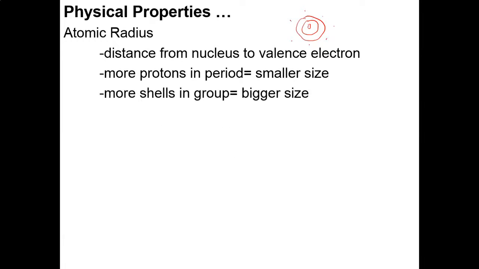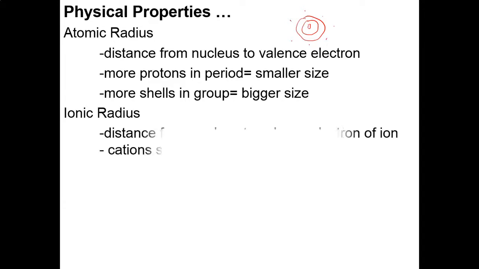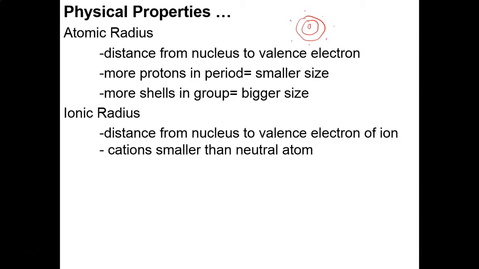More shells in groups, bigger size. Common sense, right? You see even in my diagram, the more rings you draw, the bigger the atom gets. Common sense. Ionic radius, I know what you're saying. What, is it the same as atomic radius? No. Atomic radius is for a neutral atom. Ionic radius is for an ion. And there's two kinds. There's cation and there's anion.